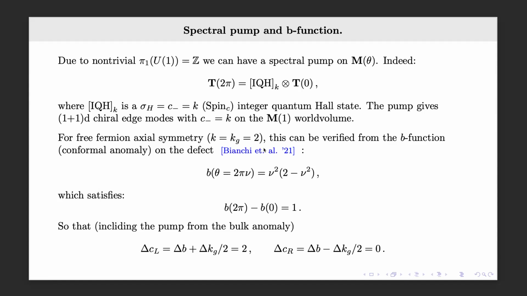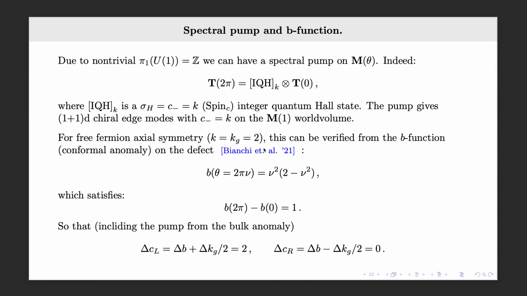So the correct computation is that C left, the left central charge, is b plus k_g over 2, where k_g is the coefficient of this term here, and delta. And delta C right is delta b minus delta. Now, if you do the computation correctly, there was a factor of 2, since the Dirac fermion has two Weyl components. Done correctly, this comes out to be 0, and this comes out to be 2. And these are the same chiral modes you predict from the anomaly.